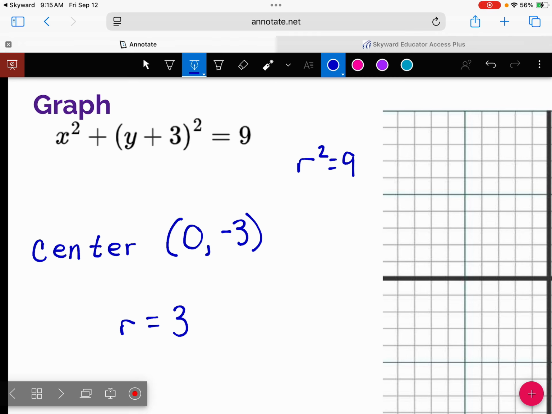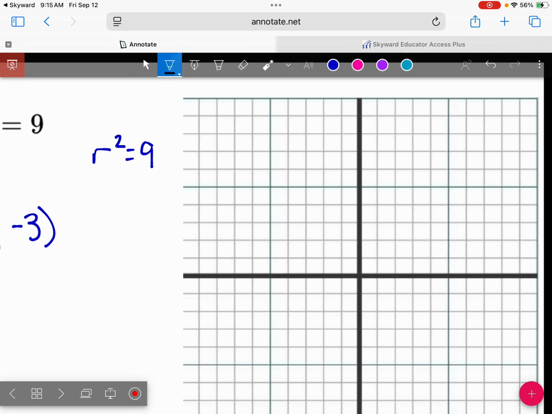Honestly, that's the mistake I have people make most often, is we're just kind of flying through, like, oh, easy peasy, r is 9. No, r squared is 9. R is 3. So make sure we're pausing for a moment to think instead of going, oh, easy peasy, bloop, bloop, bloop.